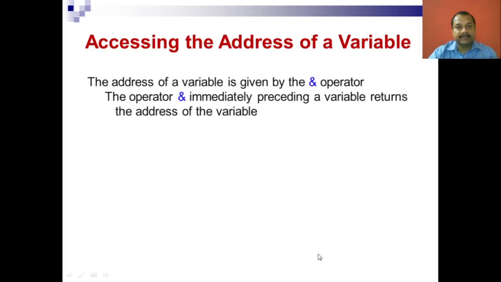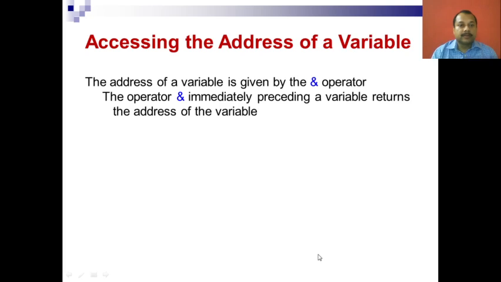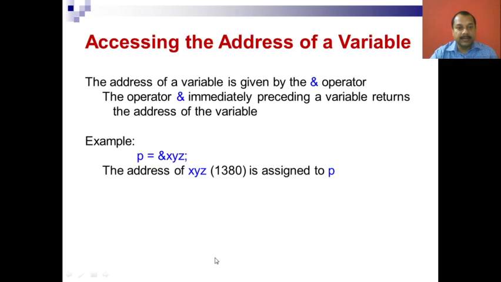Now how can I access the address of a variable? Just now I have shown that, and you have also been using this since you started to write your hello small program using scanf. The address of a variable is given by the ampersand operator. The operator ampersand immediately preceding a variable returns the address of the variable. The example is here, p = &xyz. The address of xyz, 1380 from our previous slide, is assigned to p.